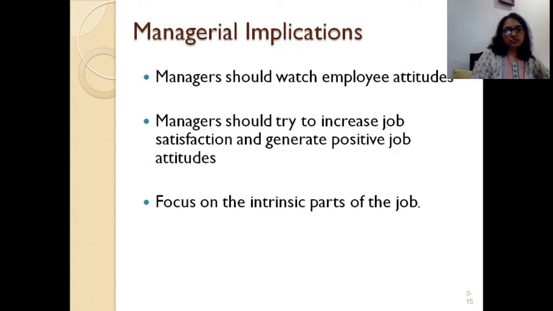Then managers should also try to increase job satisfaction and generate positive job attitudes, because job satisfaction is linked to so many favorable and unfavorable outcomes. So when job satisfaction is high with the employees, problems like low productivity, absenteeism, neglecting work, and so on will not be an issue. So managers should try to improve job satisfaction in employees.